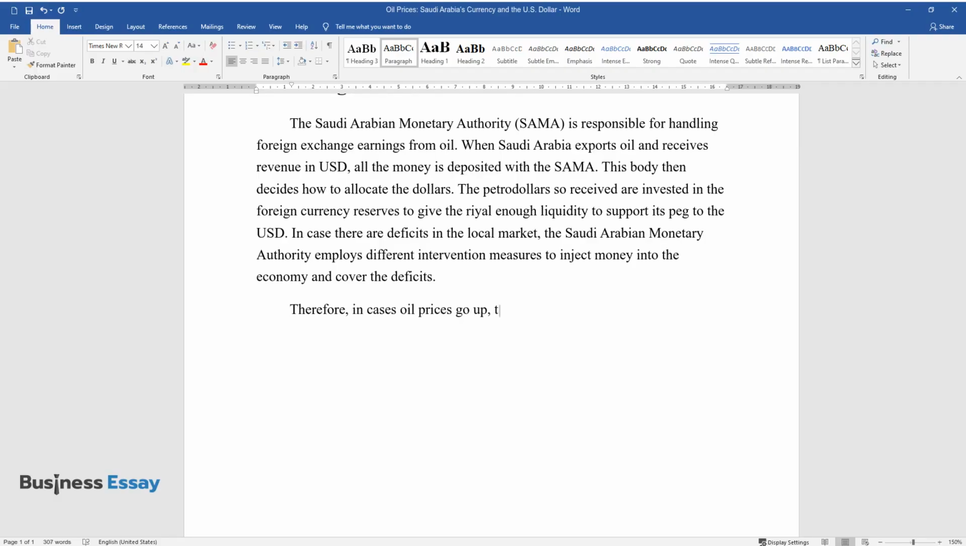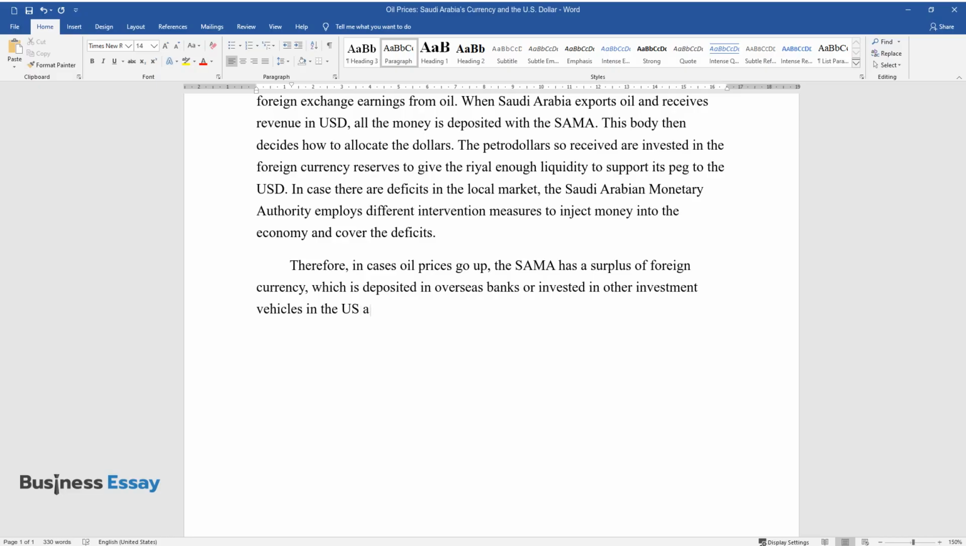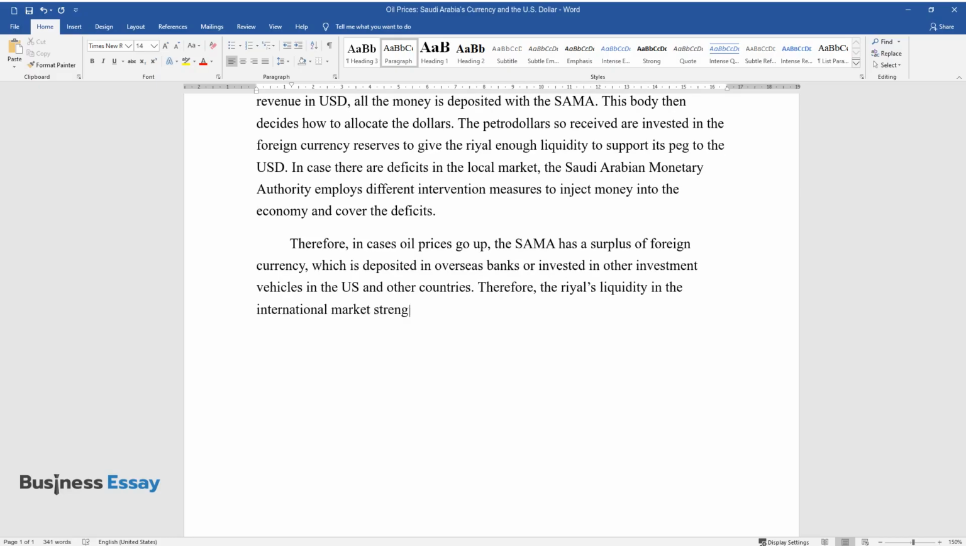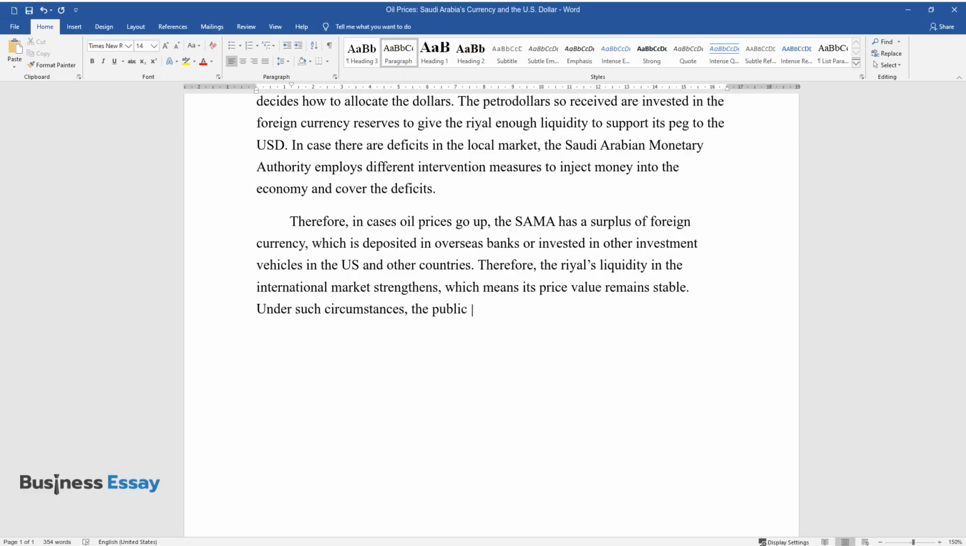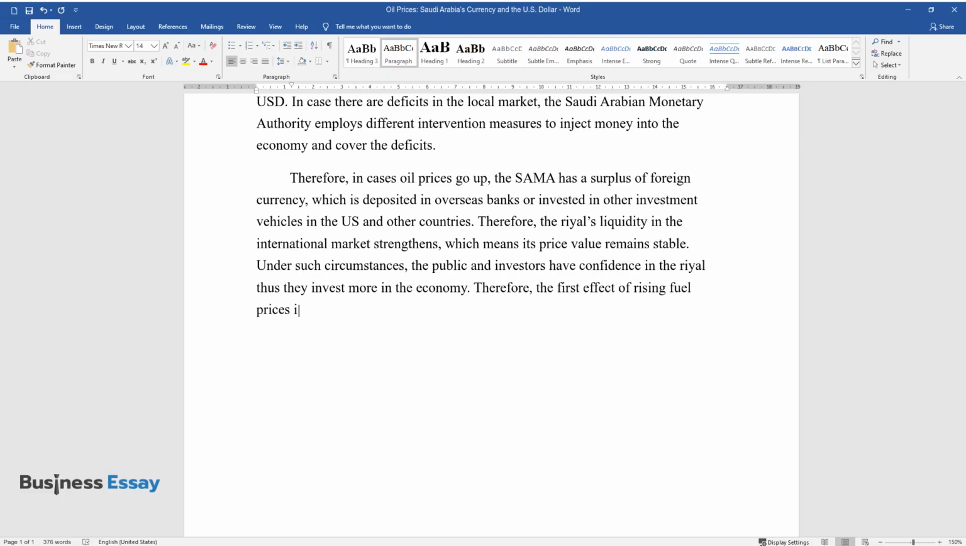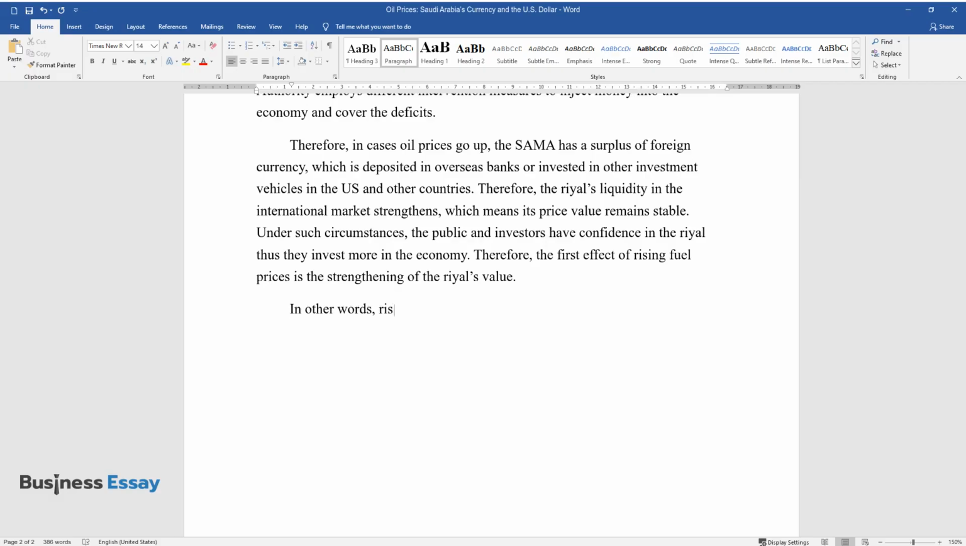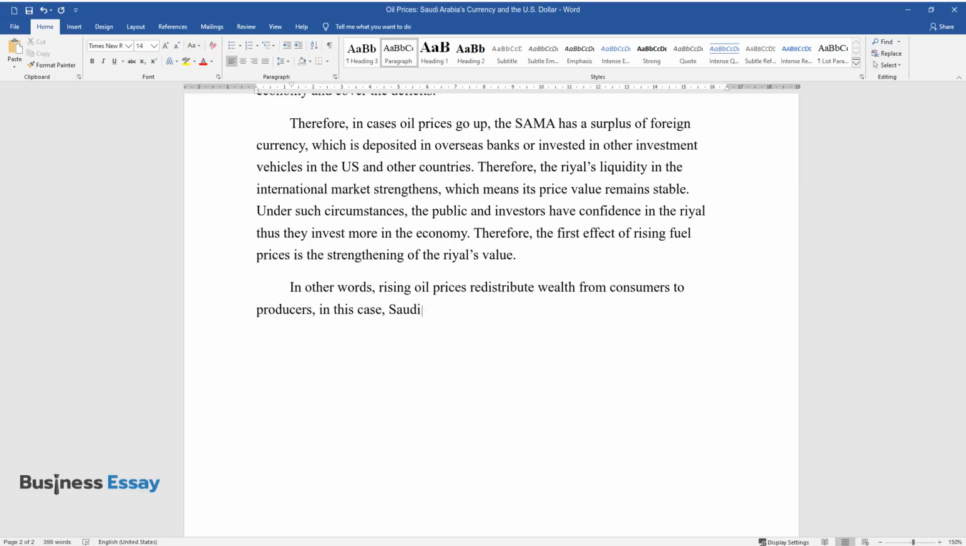Therefore, in cases where oil prices go up, the SAMA has a surplus of foreign currency, which is deposited in overseas banks or invested in other investment vehicles in the US and other countries. Therefore, the riyal's liquidity in the international market strengthens, which means its value remains stable. Under such circumstances, the public and investors have confidence in the riyal, thus they invest more in the economy. Therefore, the first effect of rising oil prices is the strengthening of the riyal's value. In other words, rising oil prices redistribute wealth from consumers to producers, in this case, Saudi Arabia.